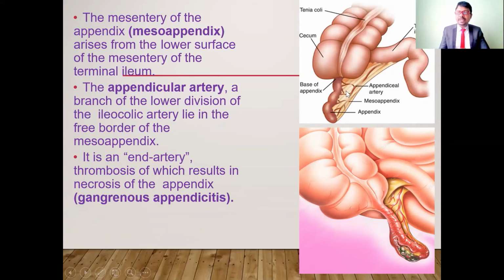If there is any damage to this artery, especially the appendicular artery, such as thrombus formation or any occlusion of these blood vessels, it may decrease the blood supply to the appendix, with a chance of getting gangrenous appendicitis. Because of the decreased blood circulation, it will give necrosis and gangrene. So it leads to gangrenous appendicitis.